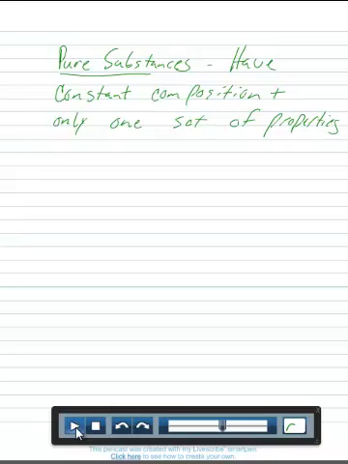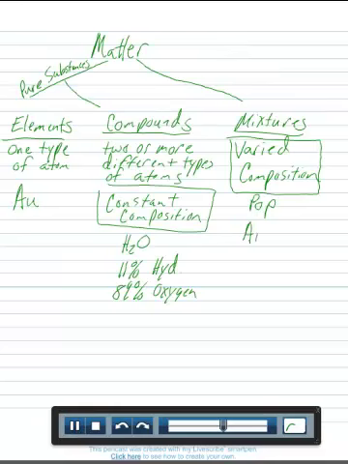Let's give some more examples of each. The air you're breathing right now is a mixture. Air comes in different types. Sometimes air doesn't smell so good, sometimes it smells good, sometimes air has lots of oxygen, sometimes it has lots of carbon dioxide, sometimes it has lots of pollution, sometimes it has very little pollution. Air has varied composition.